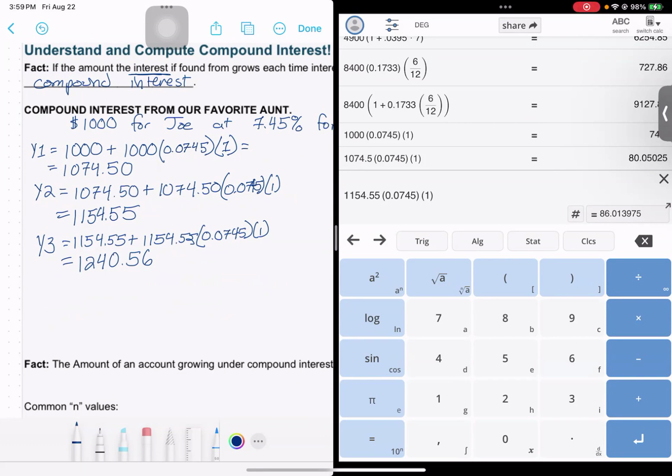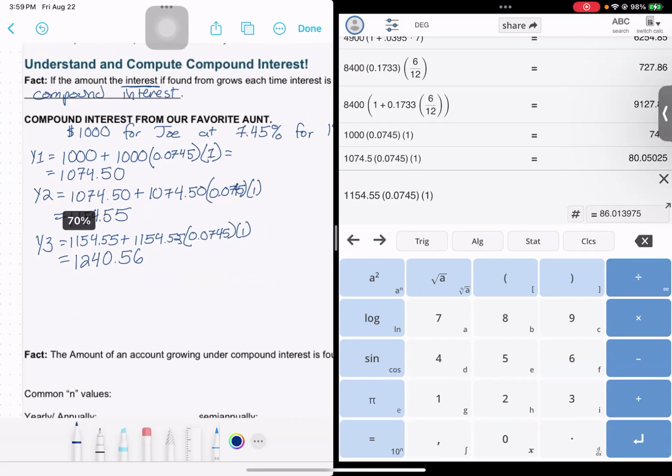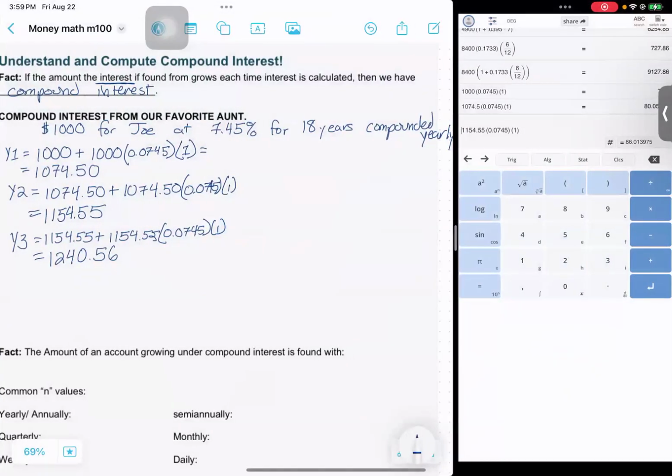Now, I don't know about you, I don't want to do this for a whole bunch of years. That sounds like kind of a pain. Let's see if we can find a pattern that's going on here. Okay, a pattern, a pattern.